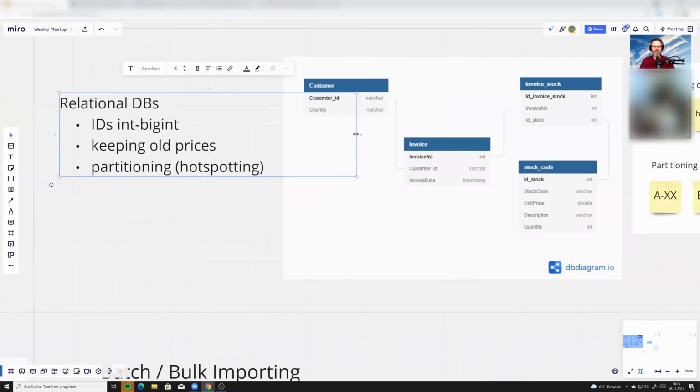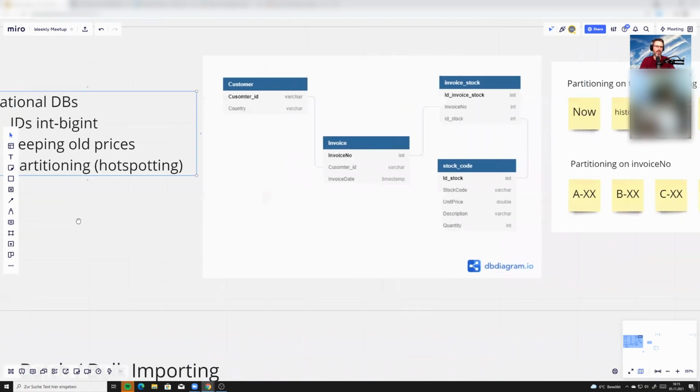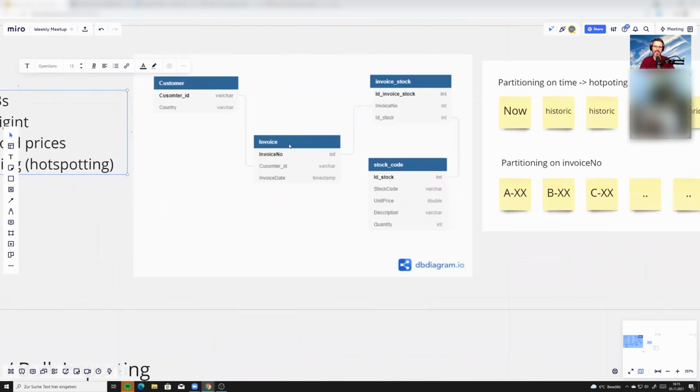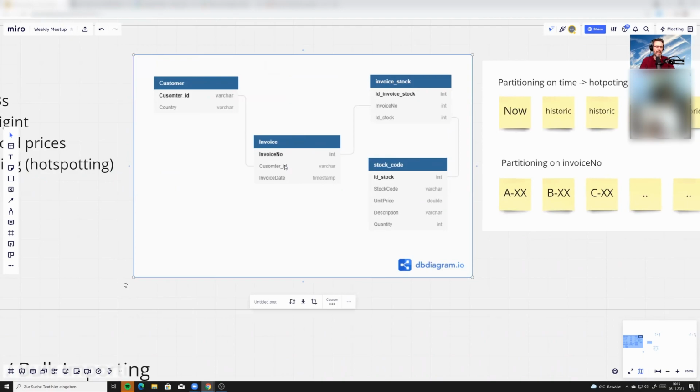The third topic that we had in this category was partitioning. Now, one problem is, let's say you have your invoice table and this invoice table gets super big. This will then get slower and slower, from the write perspective and also from the read perspective, because the table will get really huge.